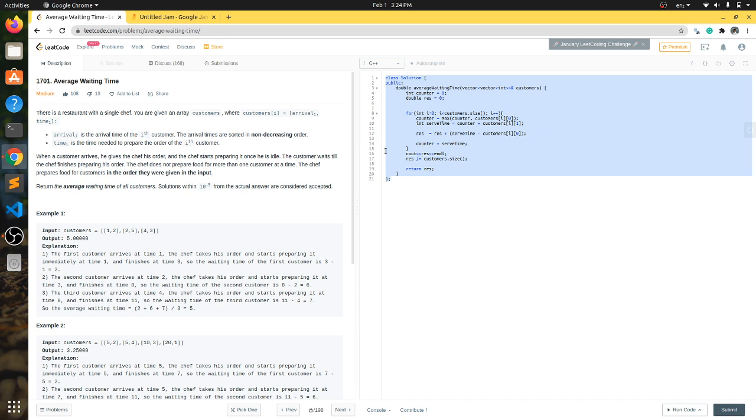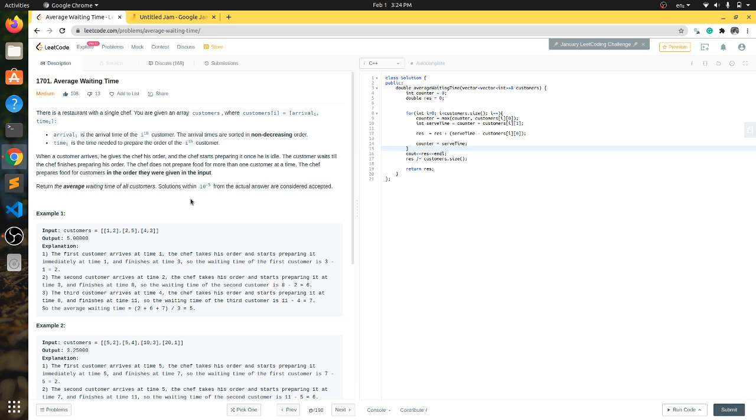then the question is that we are given a 2D array named customers, in which the first element is the arrival time of the customer, and the second is the time taken by the chef to prepare the dish. These two things are given, and we have to calculate the average waiting time by each customer to wait in the restaurant.